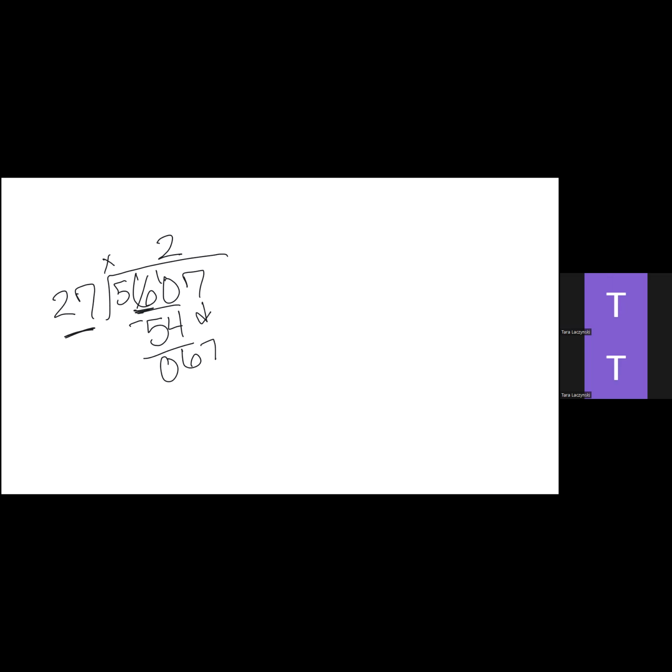Bringing down our 7, now we're doing 27 into 67. We're going to do 2 again. Subtract our 54. 7 take away 4 is 3. 6 take away 5 is 1. This is smaller than what we're dividing by. There's nothing left to bring down. So that means we have a remainder of 13. The answer for this one is 22 with a remainder of 13.